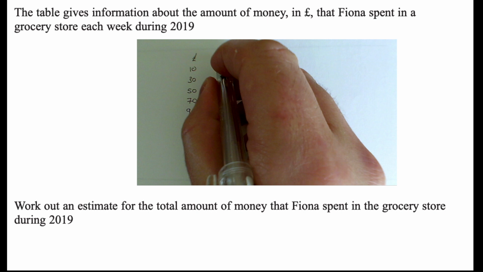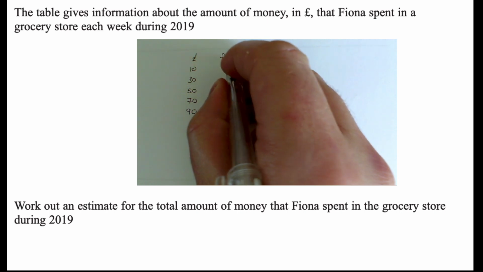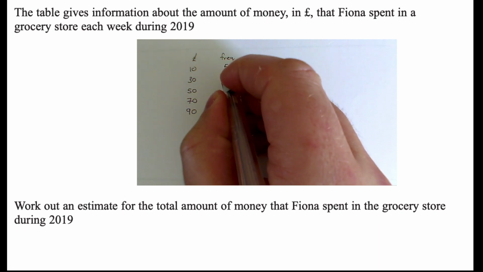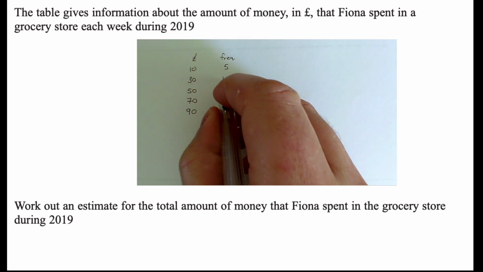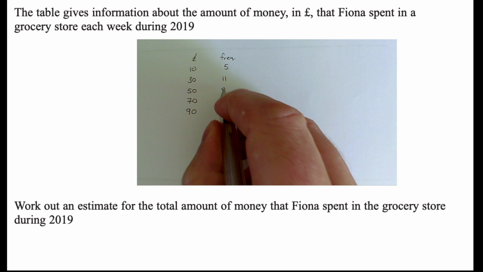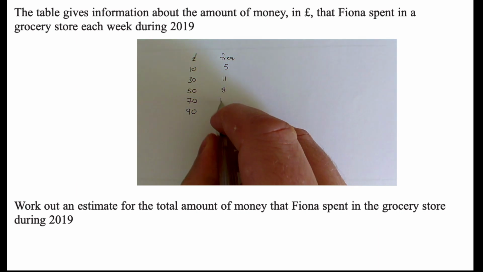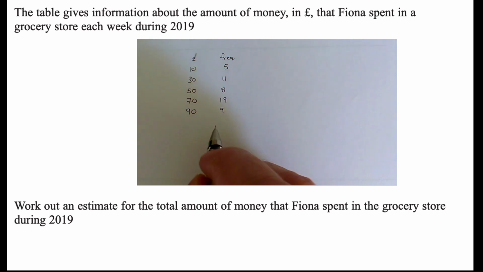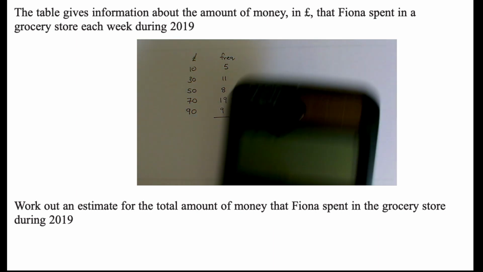So the only thing that's fair to do is to say if she spent somewhere between £0 and £20, we're going to assume that she spent £10, and she spent that 5 times. 5 weeks she spent £10, and 11 weeks, 11 times she went shopping, we're going to say she spent £30. We don't know, but remember, we're estimating. And then £50, £70 and £90.